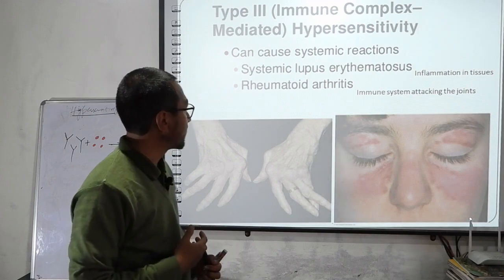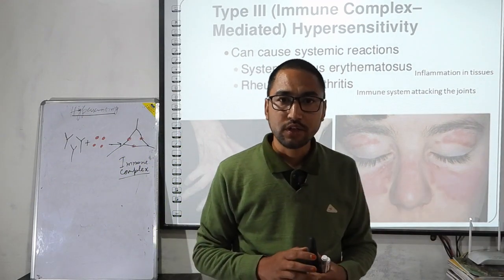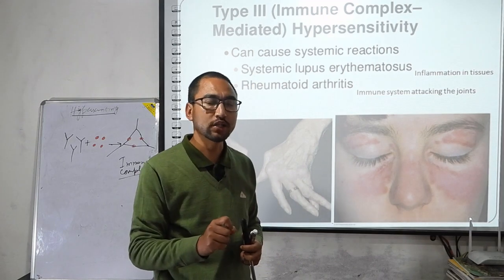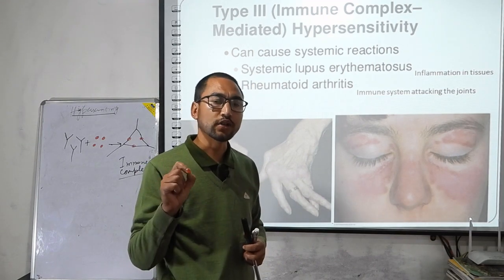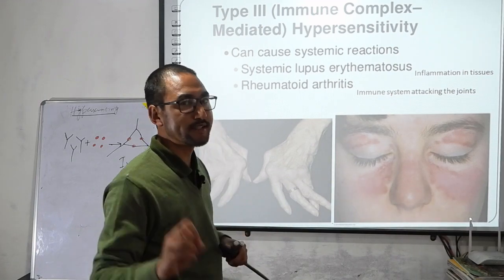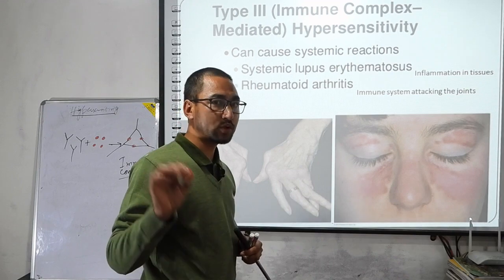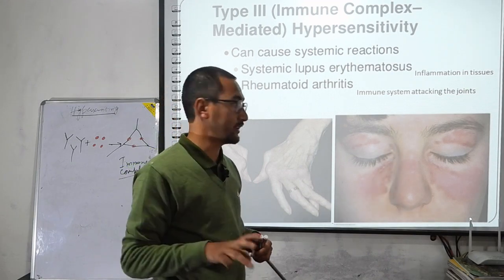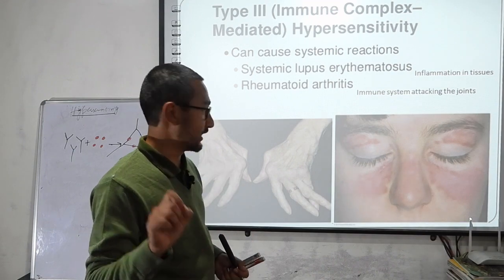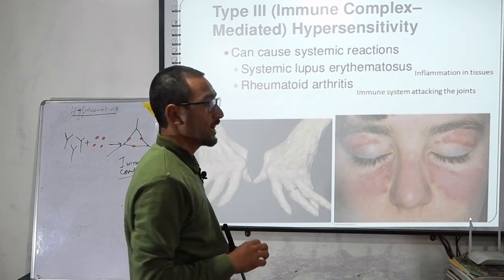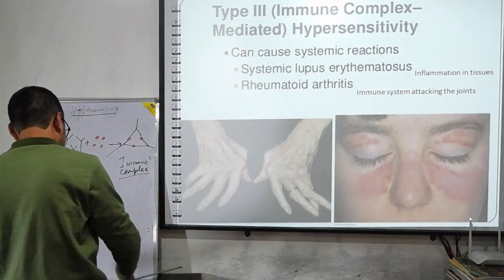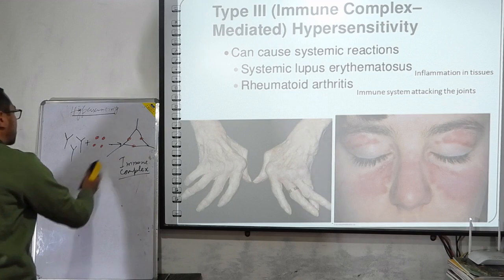So this is how type 3 hypersensitive reaction works. We have important diseases which are very important for your subjective type questions as well as for your objective type questions. These are always being asked. Which of the following diseases is mediated by type 3 hypersensitive reactions? Some of these diseases are systemic lupus erythematosus, and rheumatoid arthritis. I'll discuss one of these diseases a bit in detail.